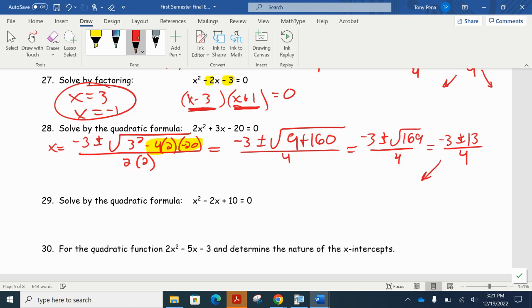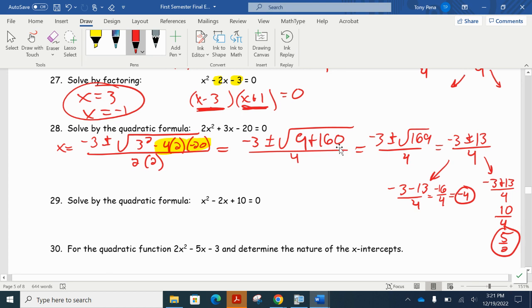So our two answers: one of them, I'm going to do negative 3 minus 13 over 4. The other, I'm going to do negative 3 plus 13 over 4. First answer, we get negative 16 divided by 4, so negative 4 is one of our answers. And then this guy, negative 3 plus 13 is 10 over 4, and then we can reduce 10 over 4 down to 5/2. All right.